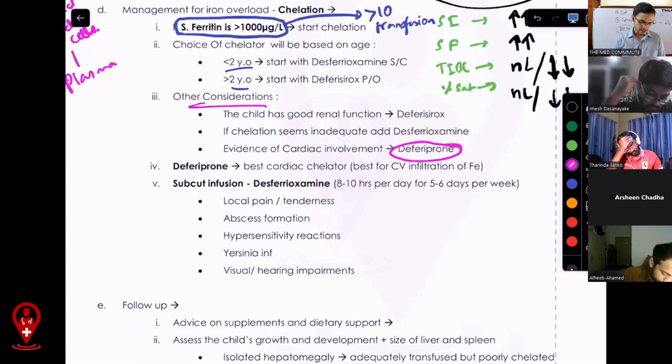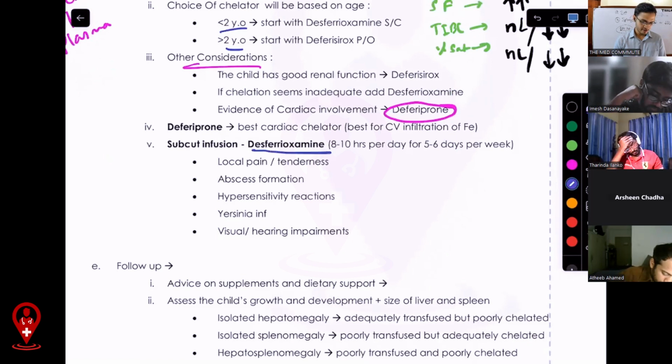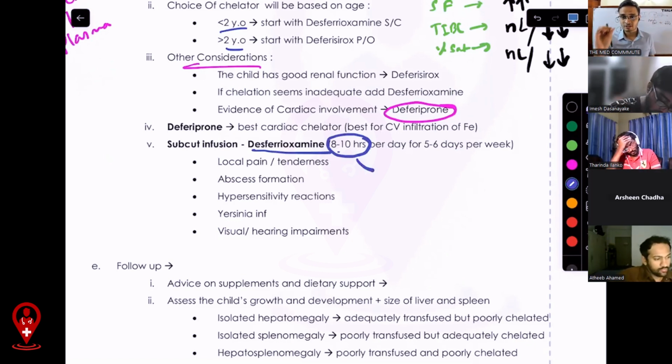Then here, guys, this is important for Desferrioxamine. We said, right, usually 8 to 10 hours per day. When the child goes to sleep at night, we will put them on this subcut Desferrioxamine, so that throughout the night it will be pumping using this Desferrioxamine infusion pump. And we need it for 5 to 6 days per week. This is what we call adequate chelation, right?